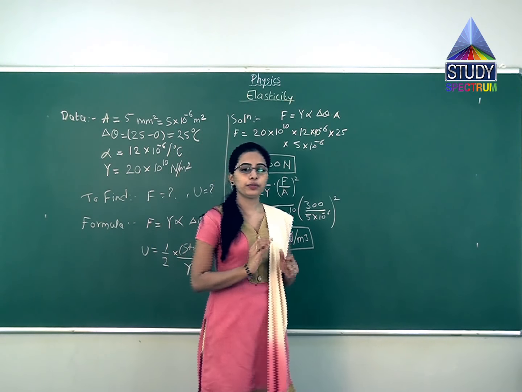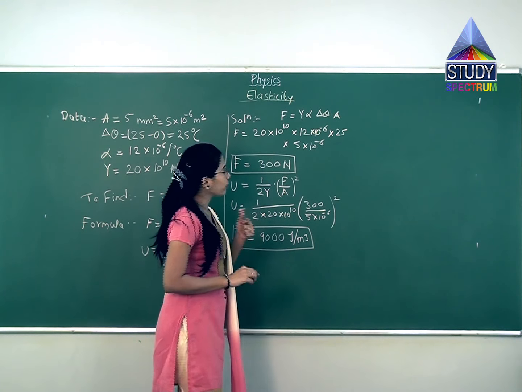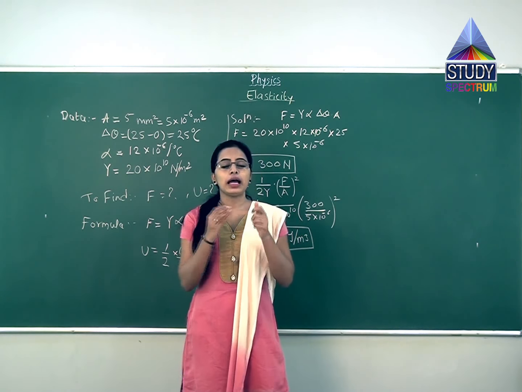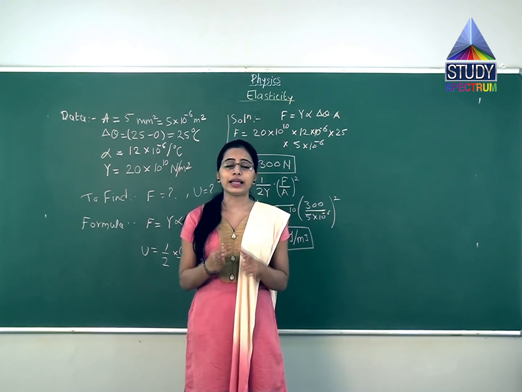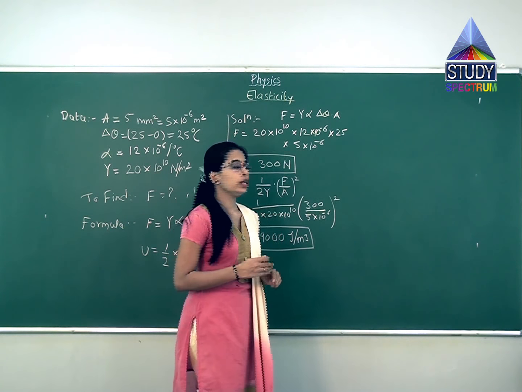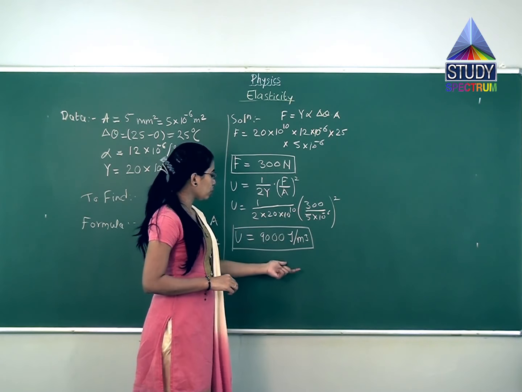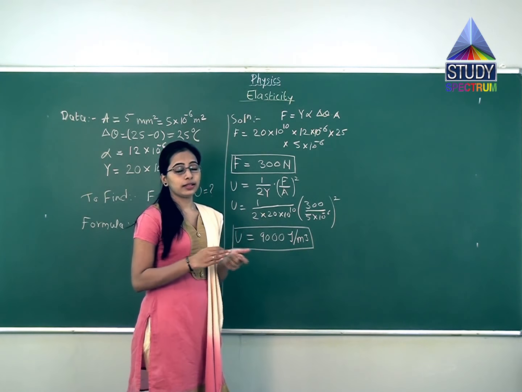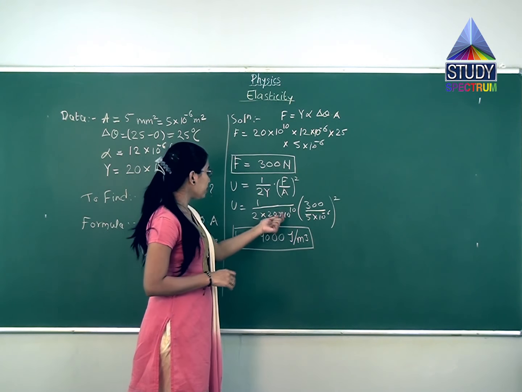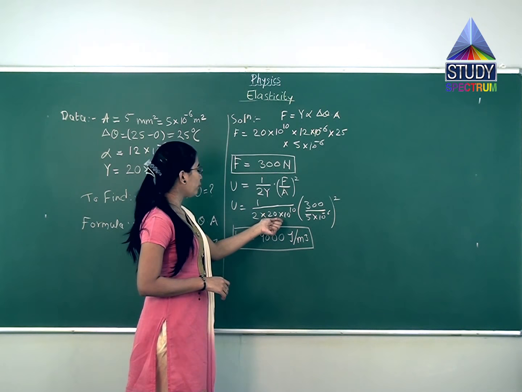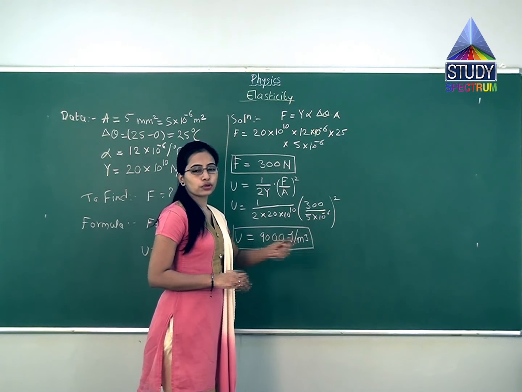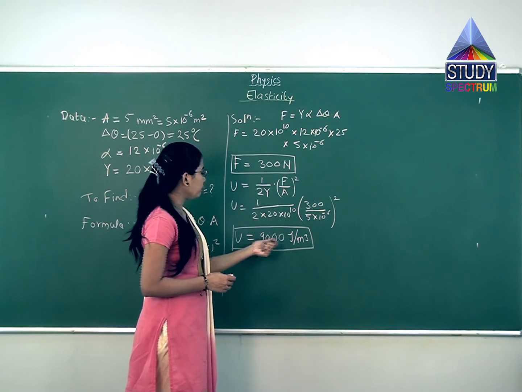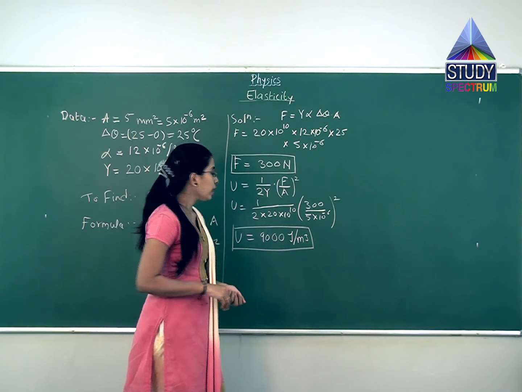So you will write it properly. Write in the answer, the force applied is equal to 300 Newton and strain energy per unit volume is 9000 joules per meter cube. Now this was a simple calculation. You can see 300 square will be 90000. Then it is 2 into 4, means 40 into 5, so it will be 100 something, and all the powers will get cancelled and you will get 9000 joules per meter cube.